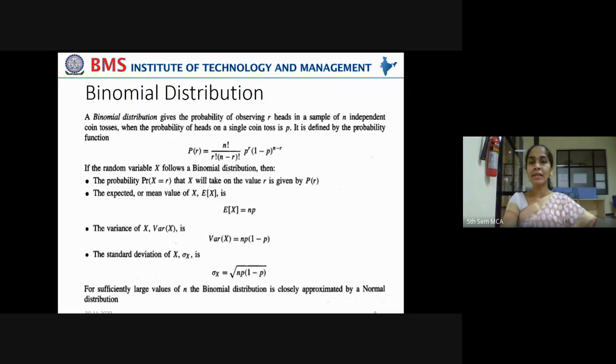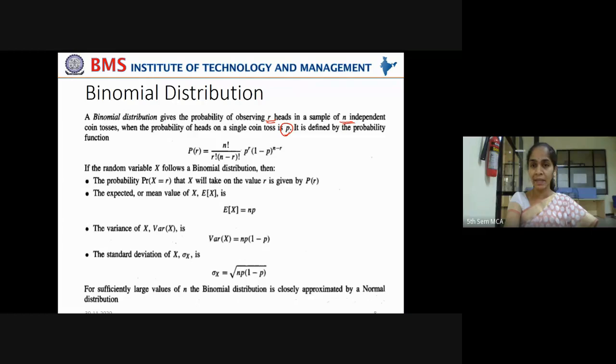A binomial distribution gives the probability of observing r heads, the number of heads, in a sample of n independent coin tosses. Say, if I am tossing a coin 10 times and I want the probability of observing 6 heads, then this binomial distribution gives the probability of observing 6 heads out of 10 independent coin tosses when the probability of heads on a single coin toss is P. You are taking the probability of a single coin toss. What is the probability of showing head on it?